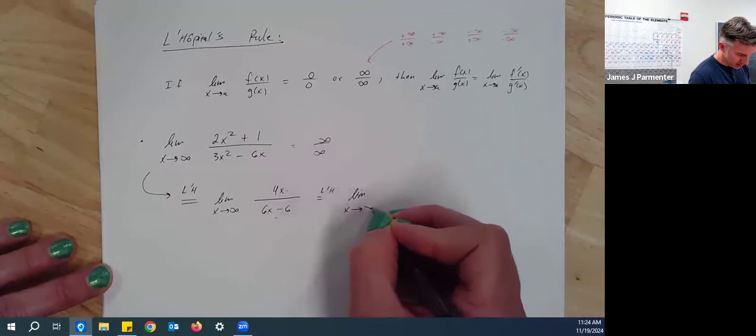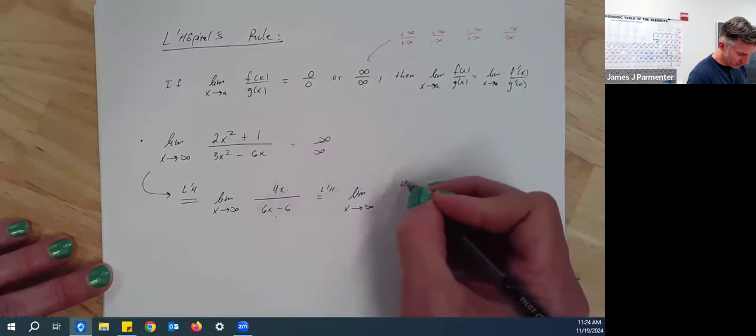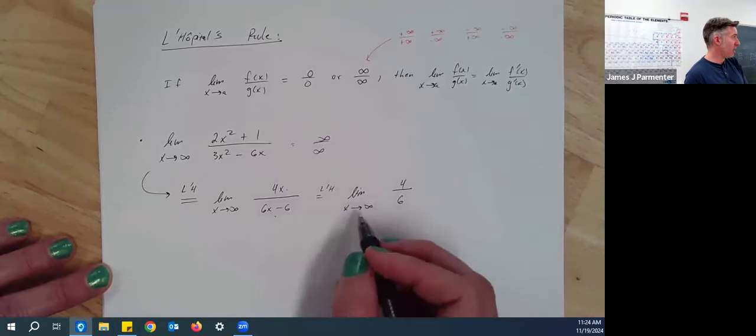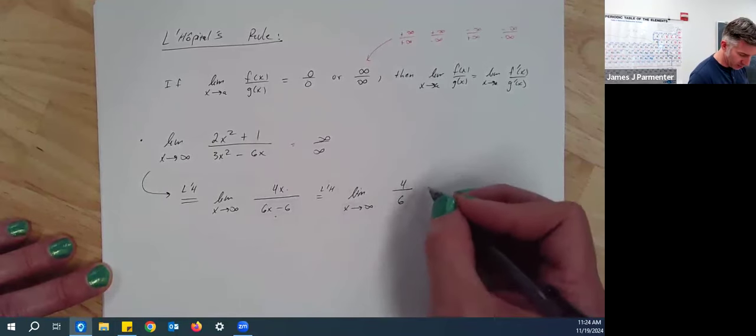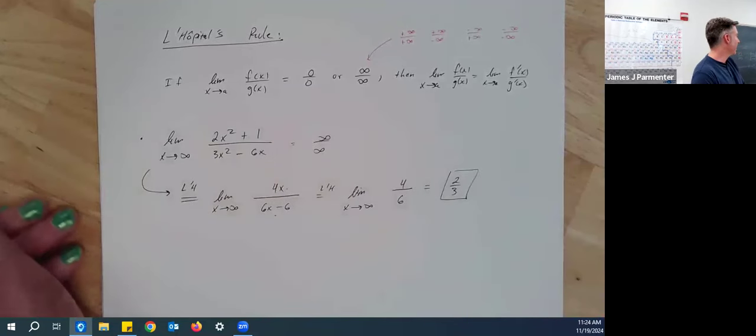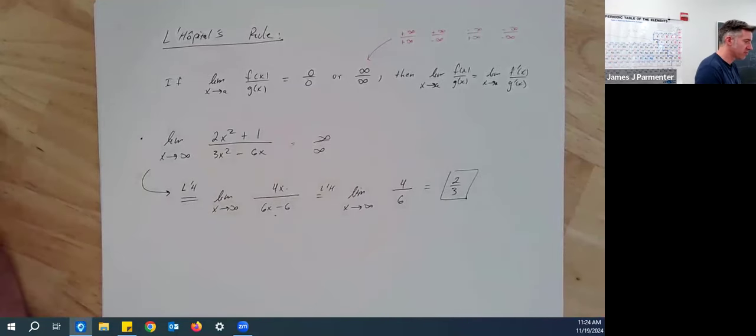As x approaches infinity, the derivative of 4x is 4. The derivative of 6x minus 6 is 6. And then the limit of a constant is just the constant, which is going to equal 4/6, which reduces to 2/3. So there's the answer that we already knew we were going to get, just to show you that L'Hopital's rule does in fact work as we expect it to.